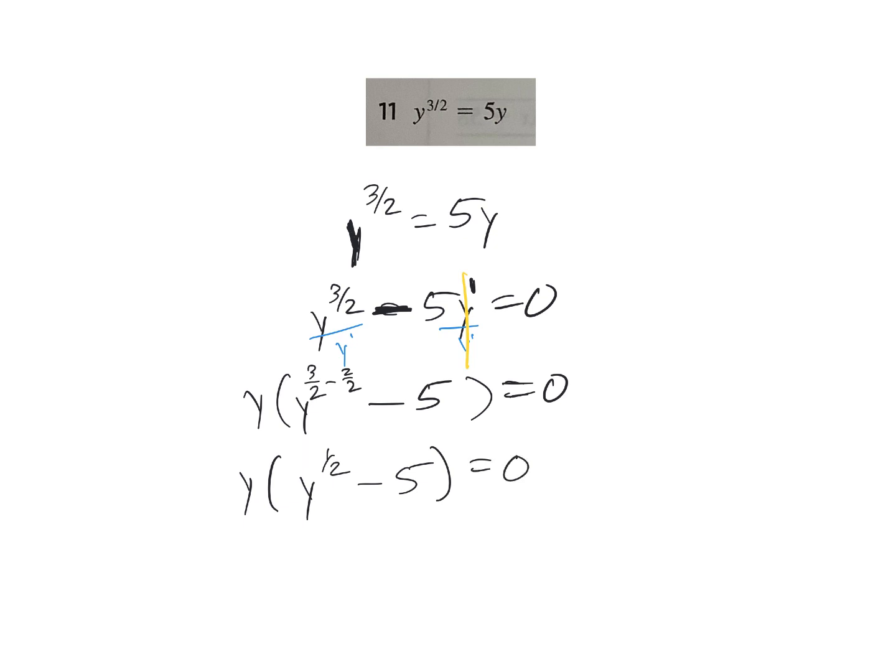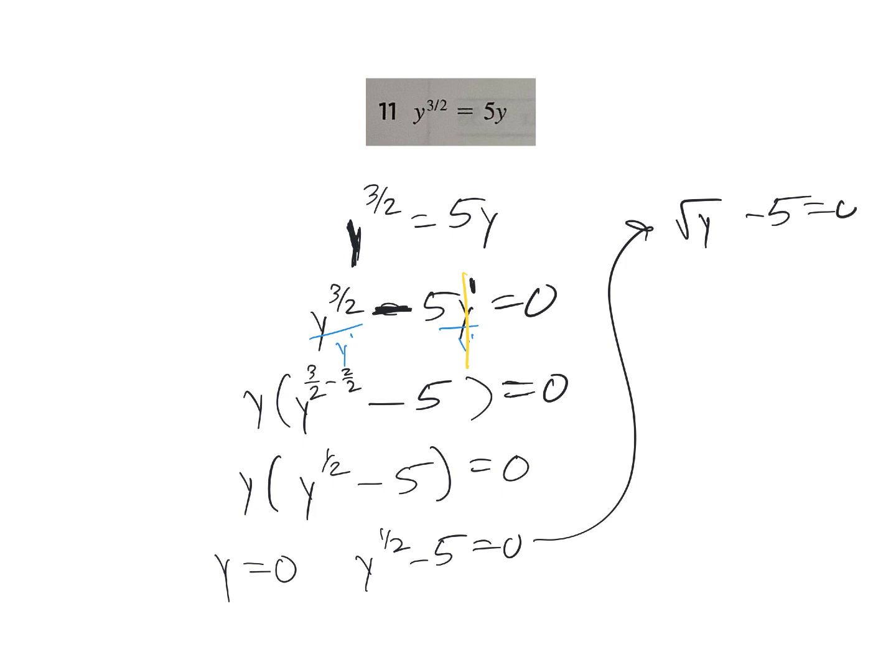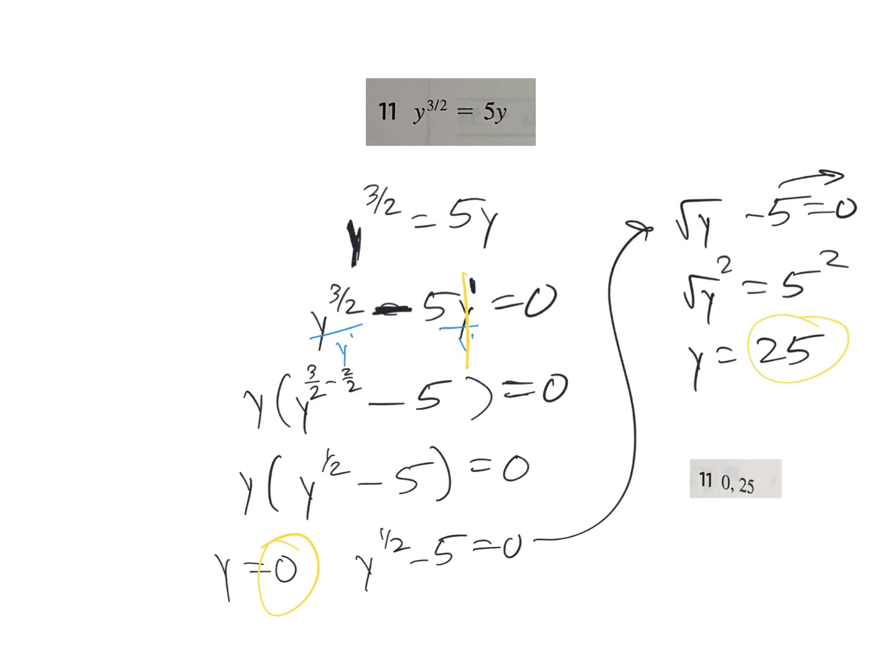Minus 5 equals 0. And so now you can split these apart. Just like the x being by itself, you have the y by itself. Y equals 0. Or y to the 1 half minus 5 equals 0. So I'm going to rewrite this part here. I'm going to do the square root of y minus 5 equals 0, because 1 half is the square root. Square root of y equals positive 5. Move the 5 over. Now if I square both sides, y equals 25. Okay? So we have 0 as an answer and 25 as an answer. And there's the answer, 0 and 25.